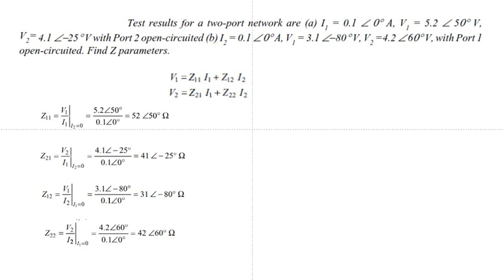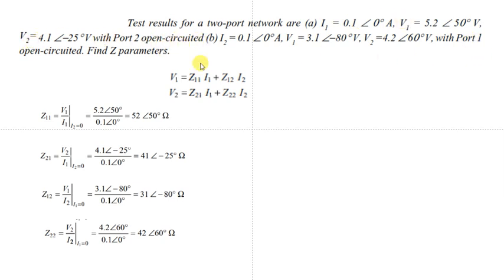So this is a problem on Z parameters. We have to find Z parameter values based on the results obtained. Tests are made in a two-port network where the readings are: input side current I1 is 0.1 at an angle 0, input voltage V1 is 5.2 at an angle 50 volts, output side voltage V2 is 4.1 at an angle minus 25 degree volts, with port 2 open circuited. With port 2 open circuited, I1, V1 and V2 are noted.